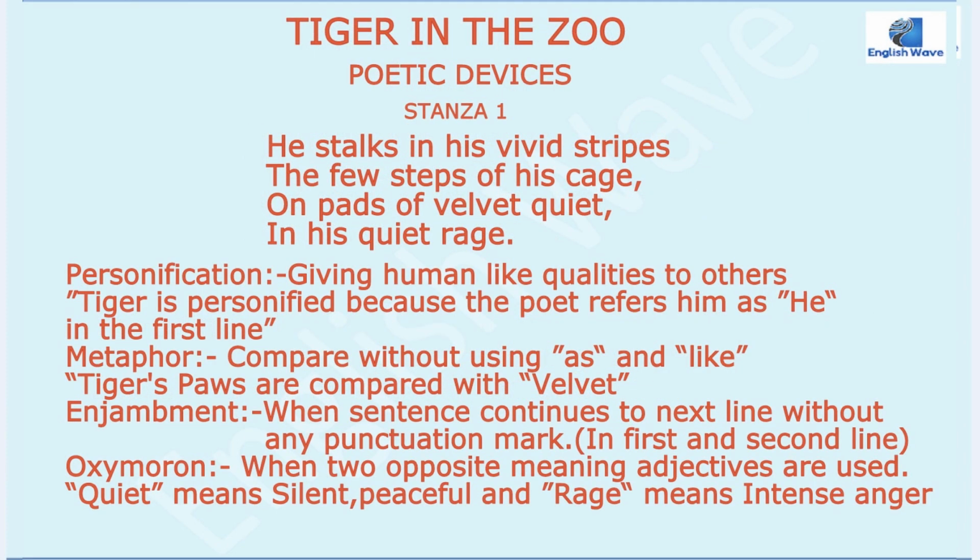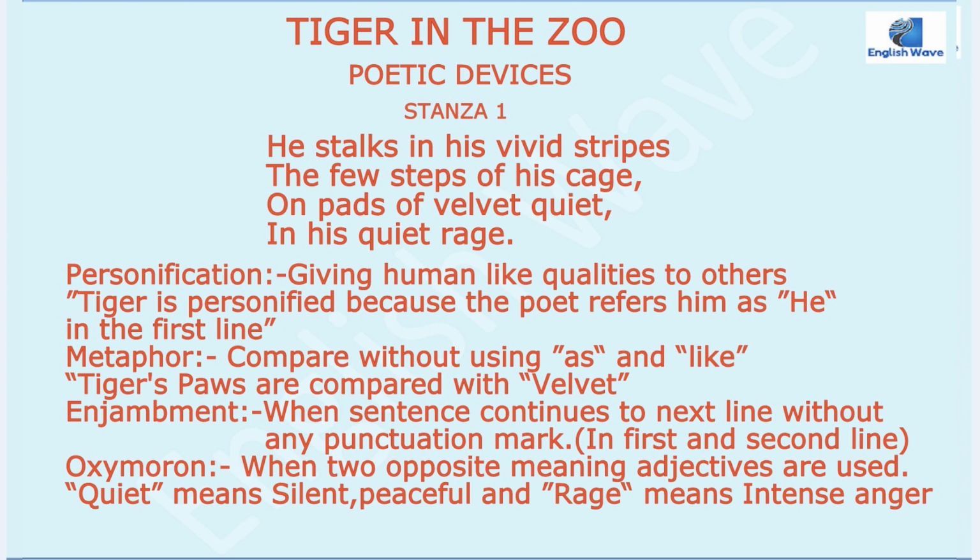In the first stanza, the first device used is personification. Personification means giving person-like or human-like qualities to others. So here the tiger is personified because the poet refers to him as he. And the next device is metaphor. Metaphor is a comparison of two things without using like or as. So here the tiger's paws are compared with velvet, that is, paws of velvet.